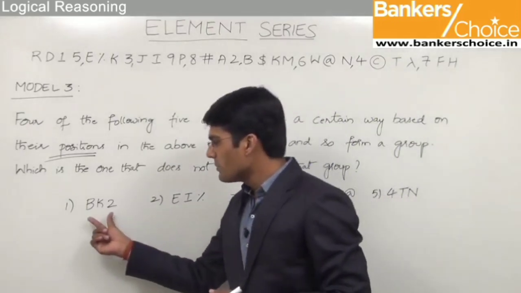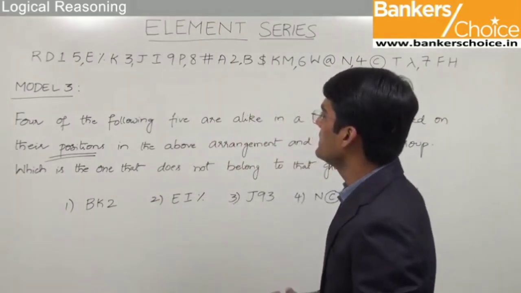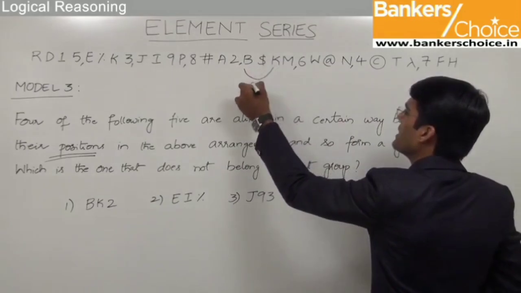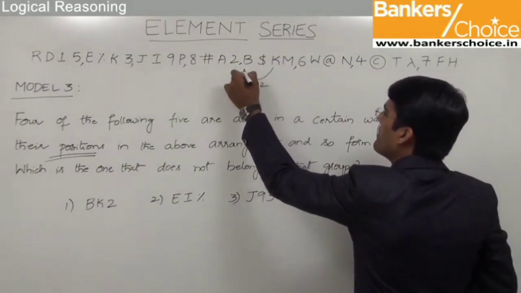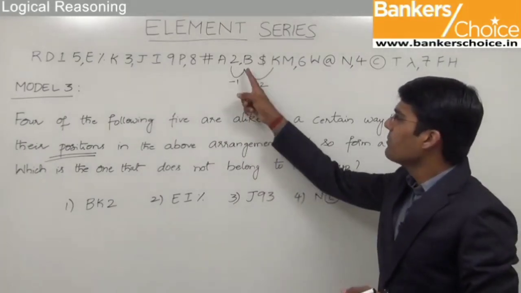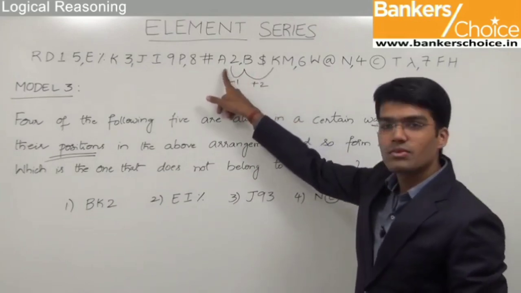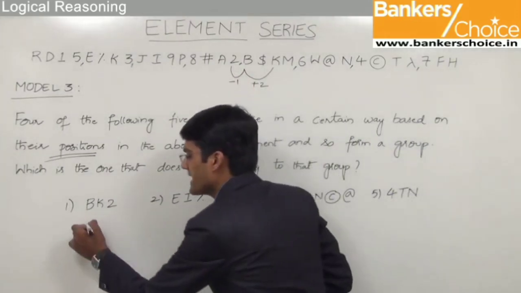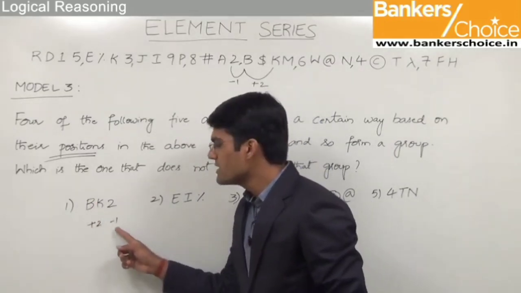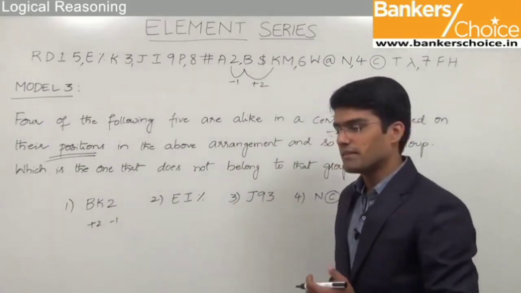So let us look at the logic in the positions of the first set of elements, that is BK2. So from the above series, we can find B in this position, plus 2 elements away gives K, and 1 element before gives 2. So we can say that the idea here is B plus 2 positions away is K, and 1 position back is 2. So to understand the positioning, we can take it as plus 2 minus 1, which means K is plus 2 positions from B and 2 is minus 1 positions from B. So that is on right side and left side of B respectively.